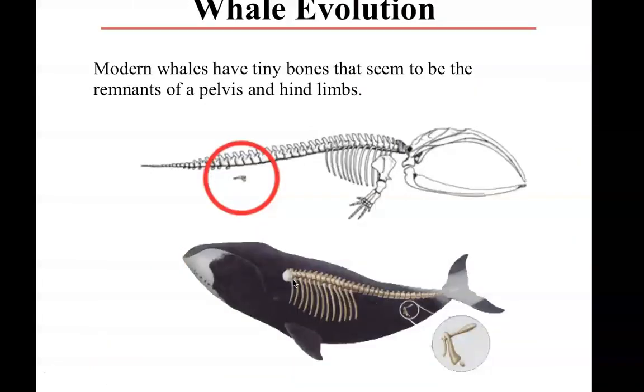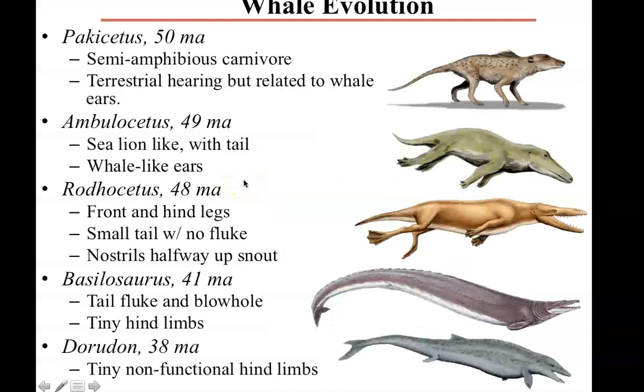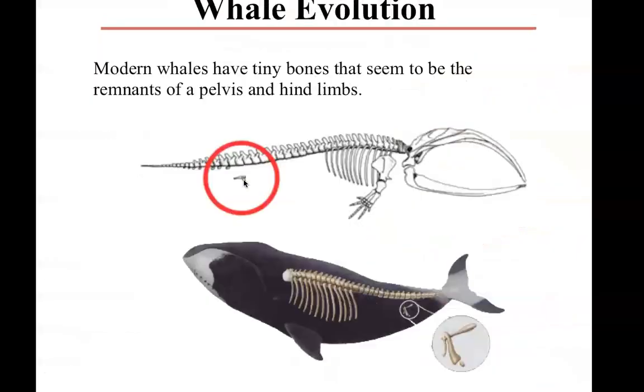I mentioned that they lost their hind legs, but they still have the remnants of their hind legs and their pelvis. So this is a right whale. You can see that they've got these bones back here that are kind of just hanging out. They're not attached to the body skeleton. And this is basically the remnants of their hind legs.